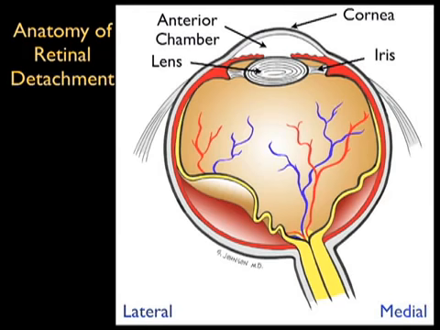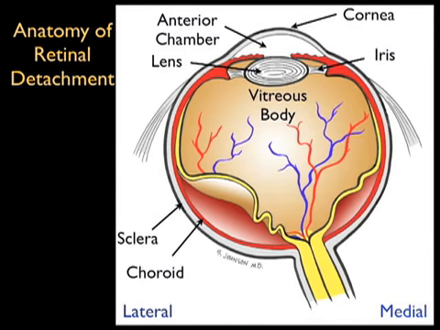Now let's take a look at an illustration showing the anatomy of a retinal detachment. We note the anterior structures of the eye, the cornea, anterior chamber, lens, and iris are all normal in this illustration. The pathology exists in the posterior aspect of the eye, in the posterior part of the vitreous body. And we note here that the retina has buckled away from the choroid both medially and laterally. And this is a very bad thing because the blood supply to the retina exists through the choroid, and the lack of opposition of these two layers will cause ischemia of the retina with time.